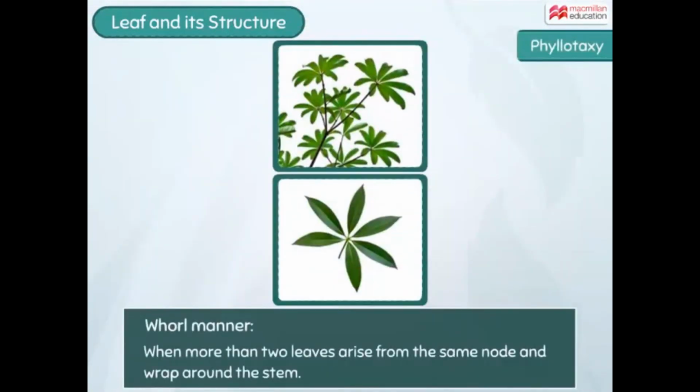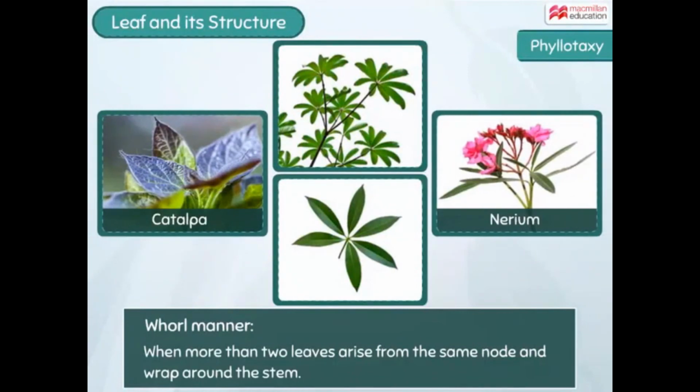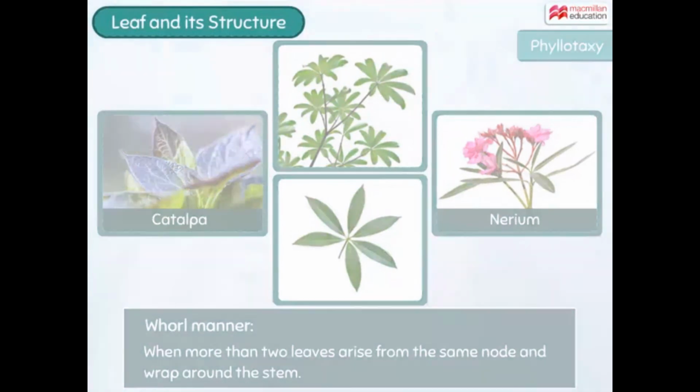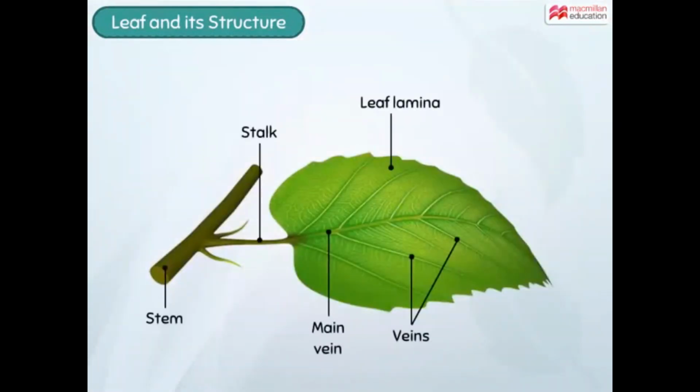Sometimes more than two leaves arise from the same node and wrap around the stem. The arrangement is called a whorl. Isn't it amazing to see how well planned the leaf structure is?